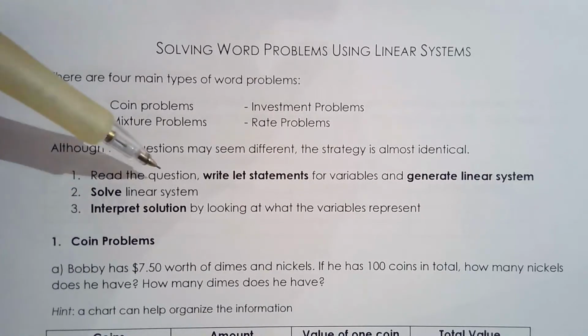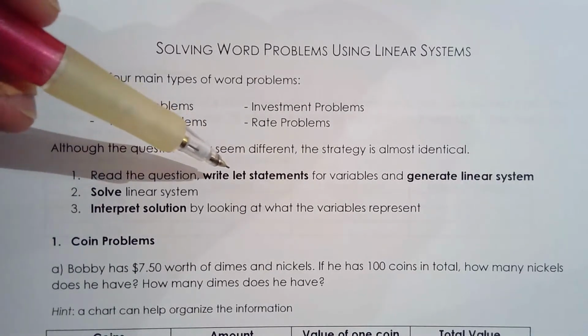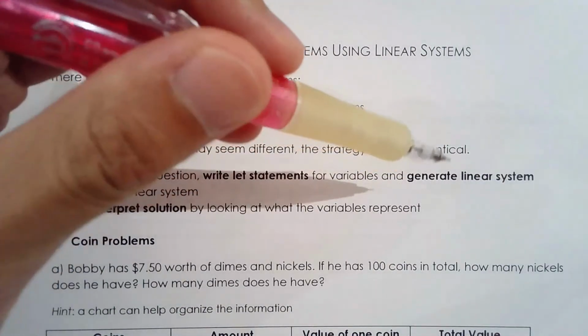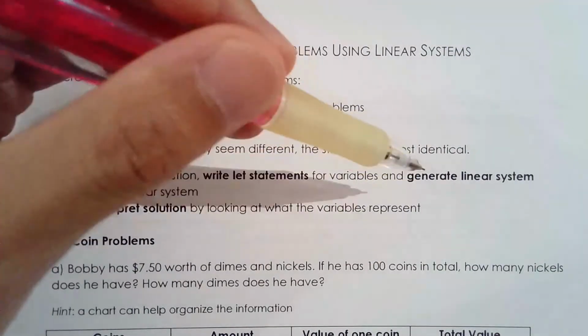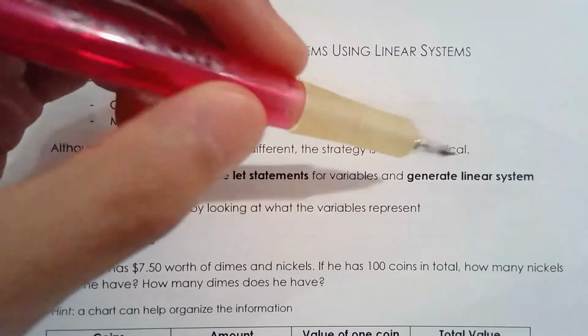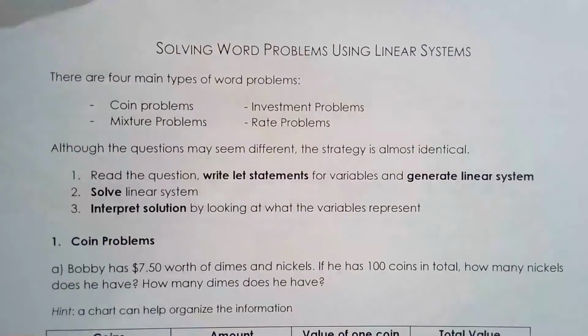So I read the question, write the let statements, generate the linear system that corresponds to the word problem. That's actually the hardest part, generating the correct linear system that matches your word problem. And then the solving part's easy. Interpreting the solution is pretty easy as well. So if you've mastered your ability to solve a system, then we're ready to go.